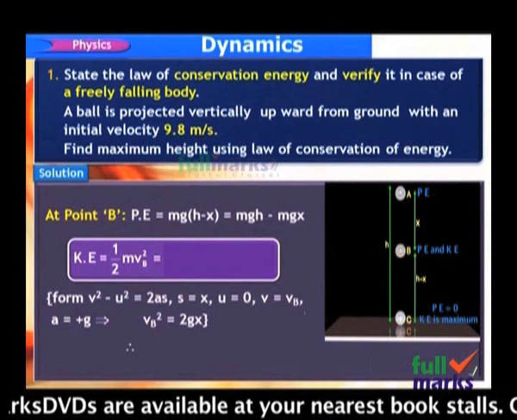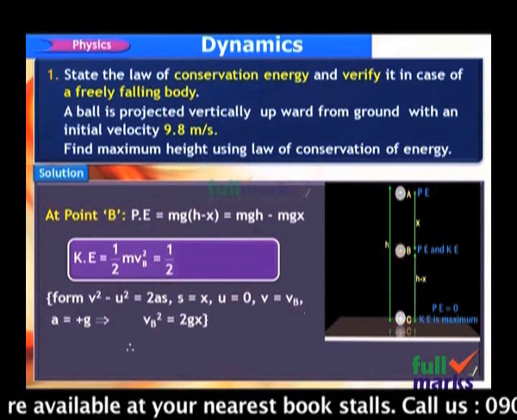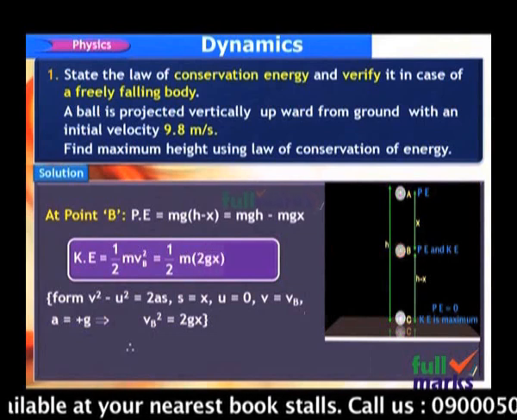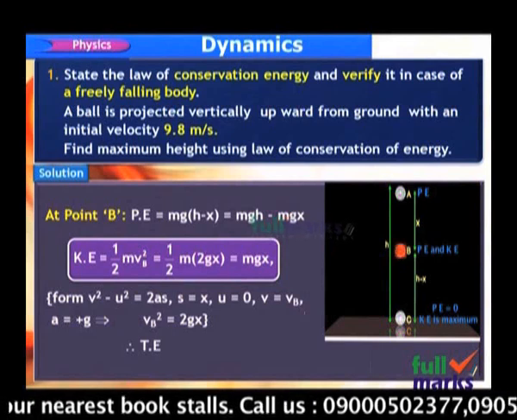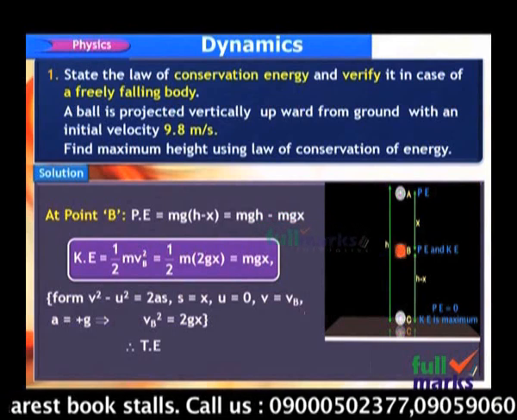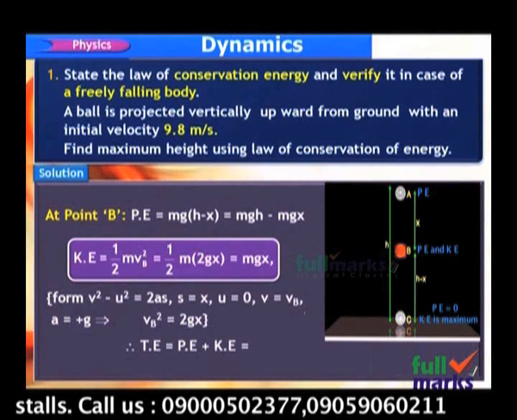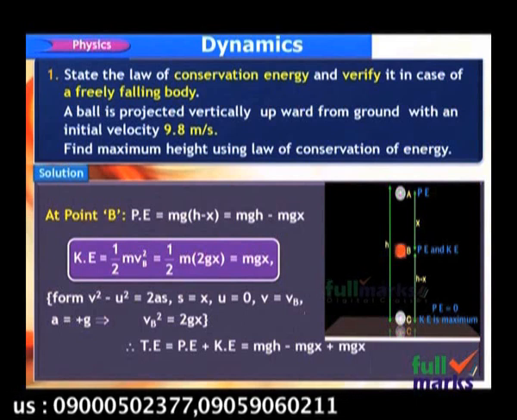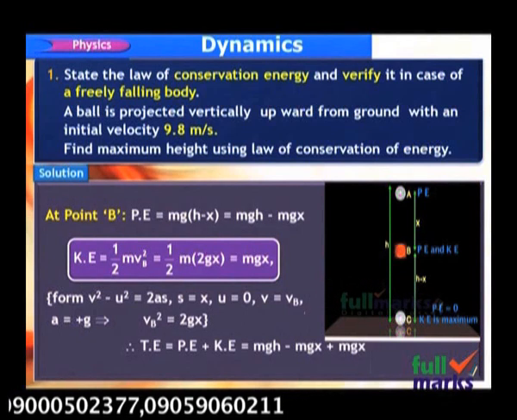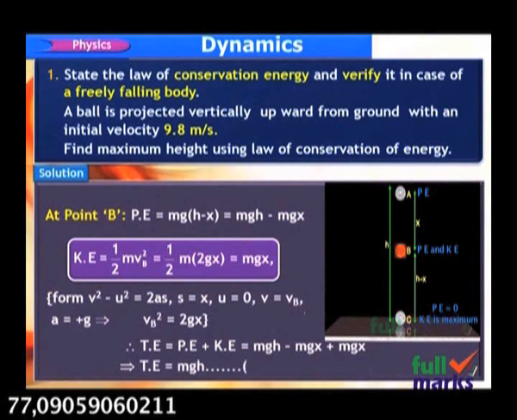Therefore, kinetic energy at this point, half m vb square, is equivalent to 1 by 2 into m into 2gx. This is equivalent to mgx. Total energy at this point is the sum of potential and kinetic energies. Now this is equivalent to mgh minus mgx plus mgx. Therefore, total energy is equivalent to mgh. You take this as equation 2.